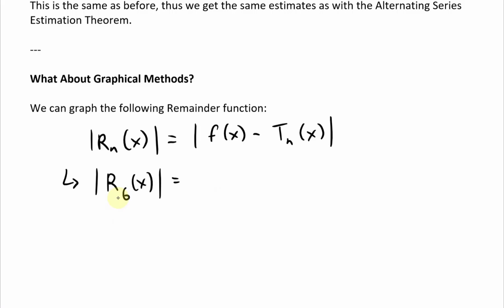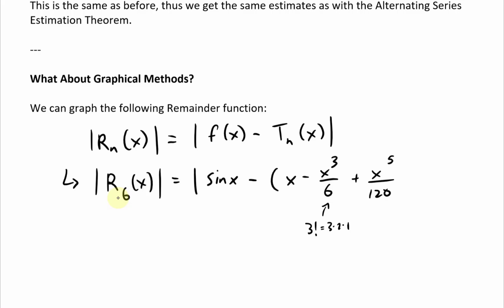This is going to equal f of x, which is sine of x, minus x, minus x to the 3 over 3 factorial, where 3 factorial is 3 times 2 times 1, which is 6. And the next one is going to be plus x to the 5 over 120, in absolute value. And this is 5 factorial, which equals 5 times 4 times 3 times 2.